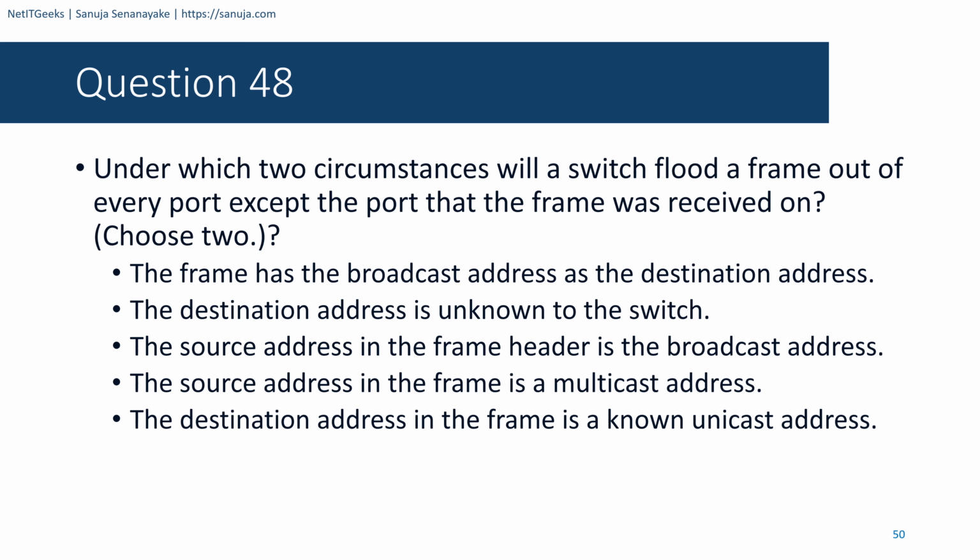The answers include: the frame has the broadcast address as the destination address; the destination address is unknown to the switch; the source address in the frame header is the broadcast address; the source address in the frame is a multicast address; the destination address in the frame is a known unicast address. Think about how the switch operates with frames. This is an easy question.